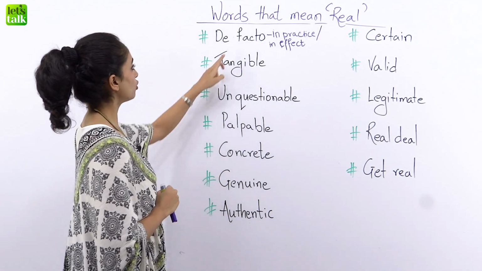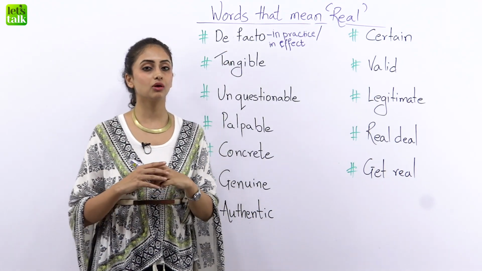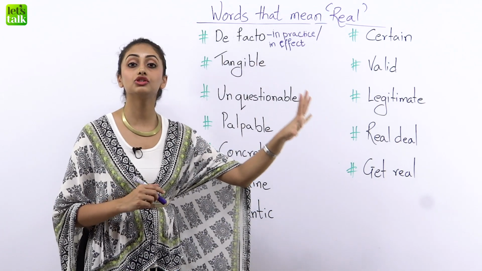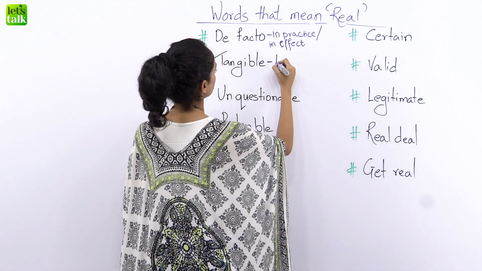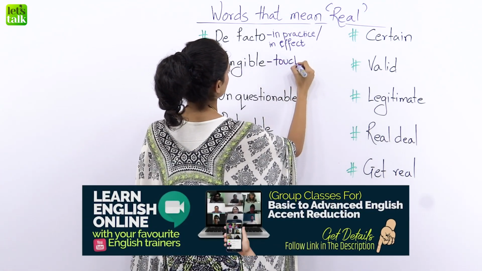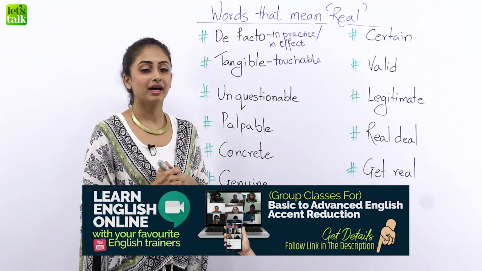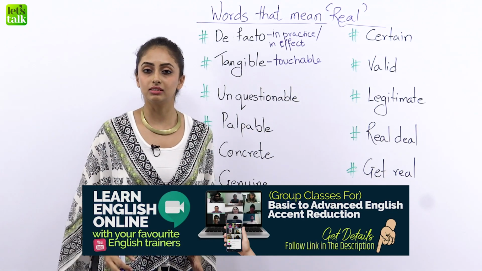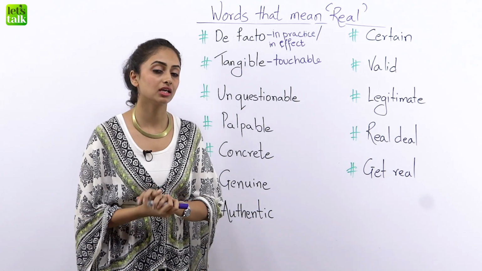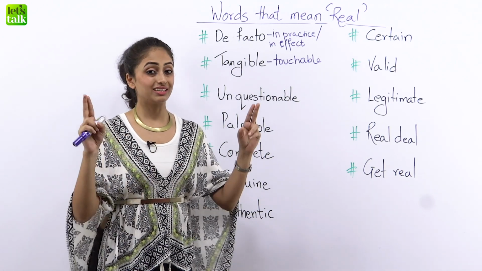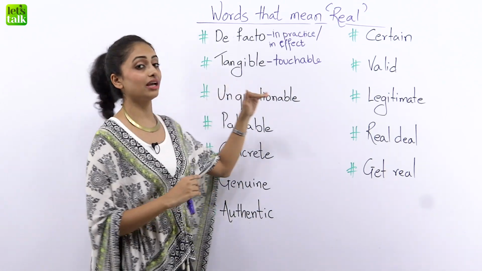All right, moving from de facto to tangible. Tangible usually comes down to things which you can touch and feel, okay? So I'm going to write here touchable. You would find that a lot of companies these days, specifically the ones which sell items or objects, usually have their sales or marketing system or plans in more tangible ways.